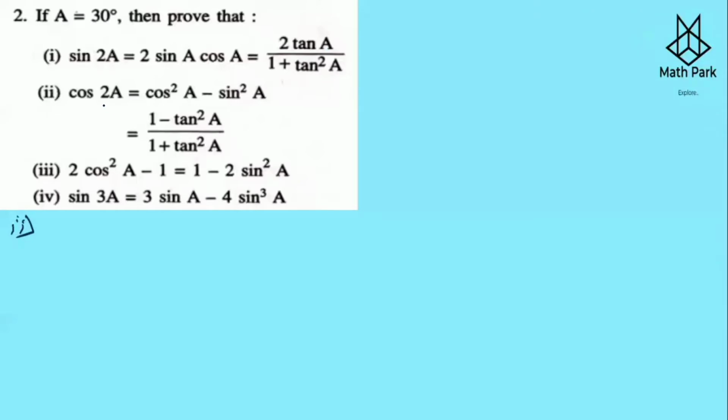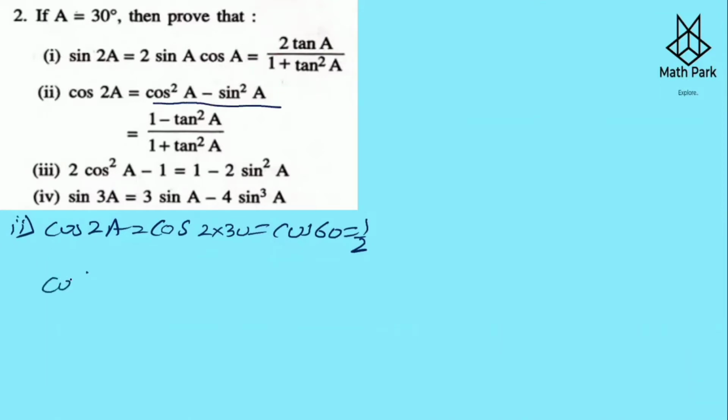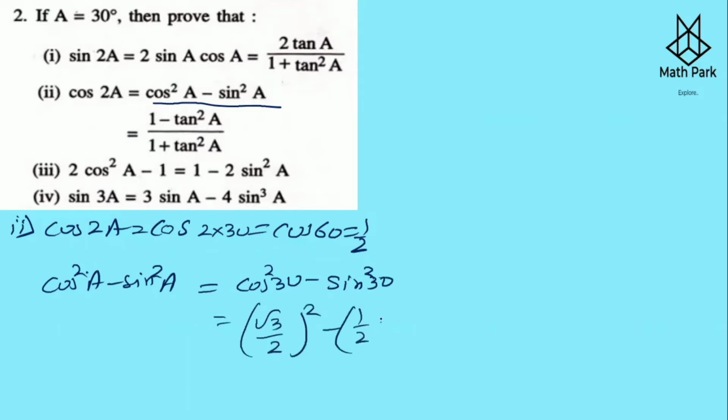For the second question, you have cos 2A. So cos of 2A, that is cos of 2 times 30, which is cos 60. And cos 60 is equal to half. Let us take the second part of this equation. So we have cos square A minus sin square A. A is 30, so we get cos square 30 minus sin square 30. Cos 30 is root 3 by 2 and then the square of that, minus sin 30 is half and square of that. Which is root 3 by 2 squared, 3 by 4, minus 1 by 2 squared, 1 by 4. 3 by 4 minus 1 by 4, 3 minus 1 is 2, 2 by 4 is going to be half.